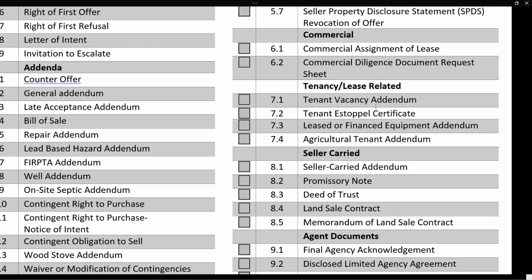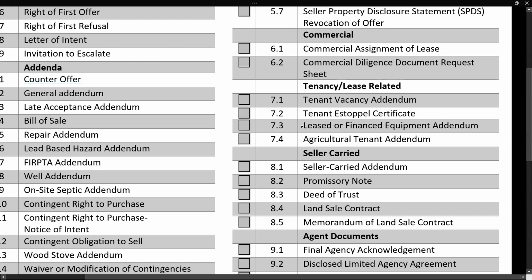If you have a buyer who plans to move into the property, the tenant vacancy addendum is how you address the removal of the tenant, the termination of the lease with that tenant, or the prospective termination of that tenant's lease. The tenant estoppel certificate is a way of certifying what the tenant's understanding of the lease is. It's also a way of creating a legal document when you have an oral agreement between the previous landlord and the tenant. When the buyer takes over the property, if they were not the one that made that oral agreement, they don't necessarily know what the rights or the terms of that contract was. And so a tenant estoppel certificate helps put in writing the terms of that lease.